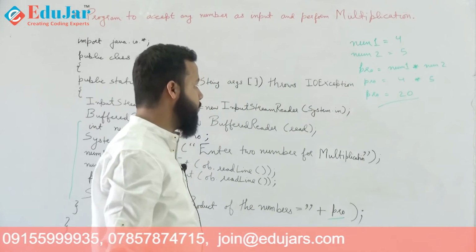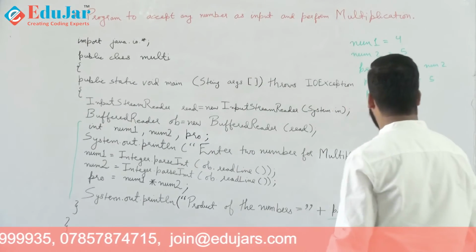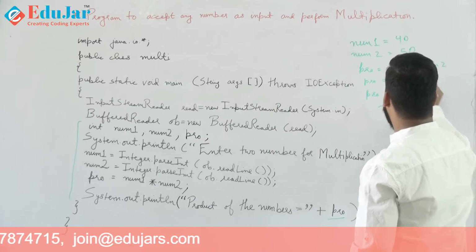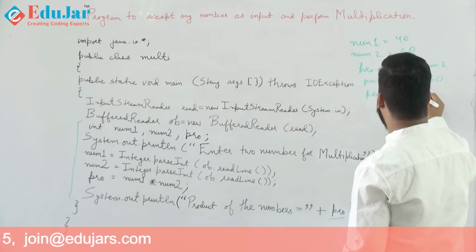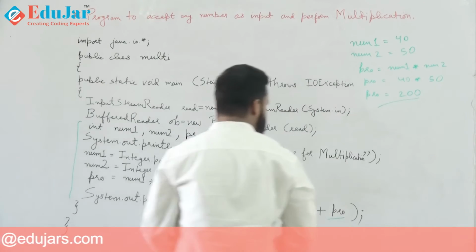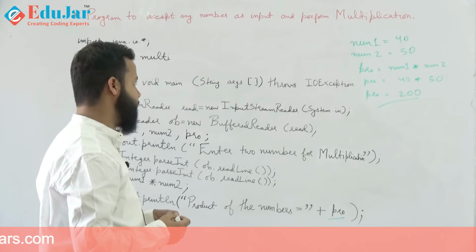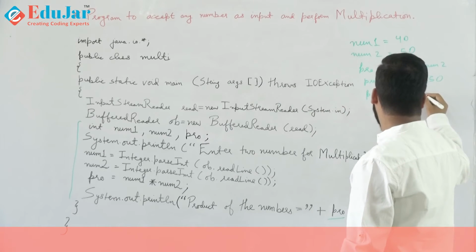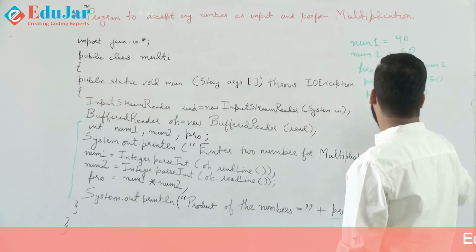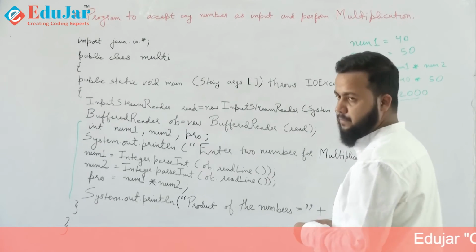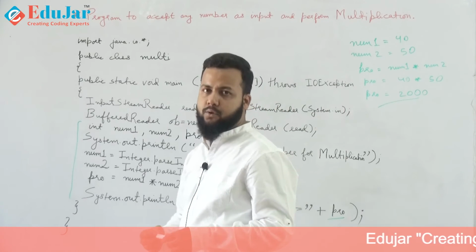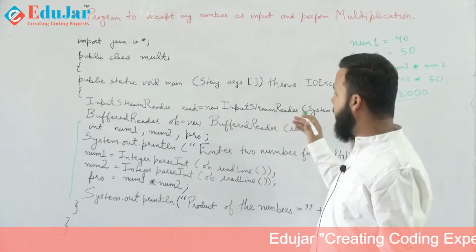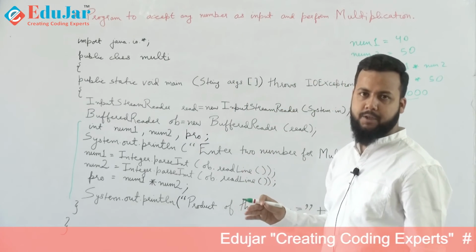Suppose someone has entered 40 and 50. So it will multiply 40 and 50, and it will give the answer not as 200, but as 2000. Right. So this is how we will perform the multiplication operation in Java.